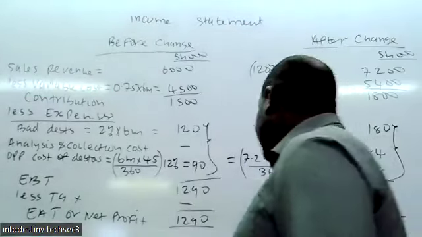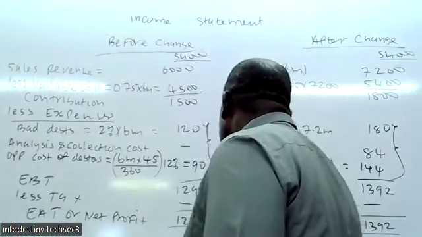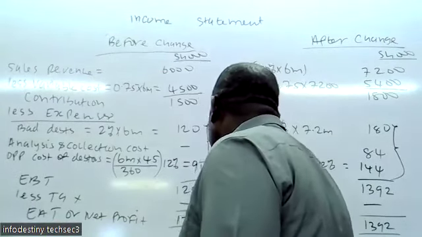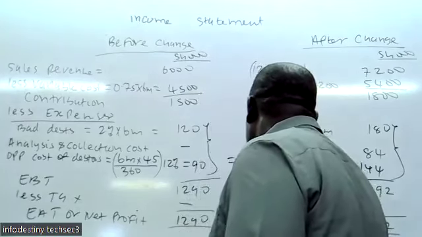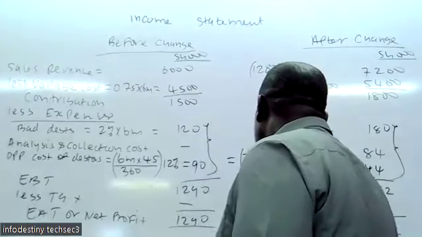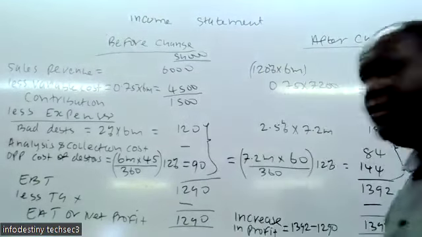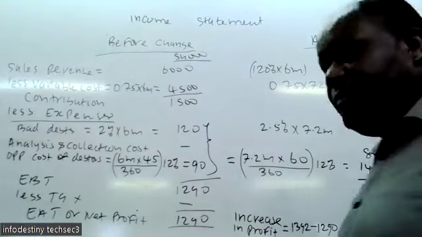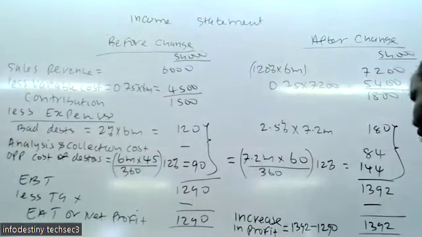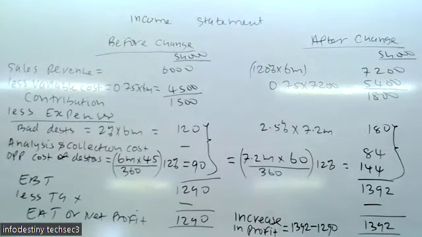So you also get that increase in the profit. To get the increase in the profit, simply take 1392 minus 1290. That will give you the increase.